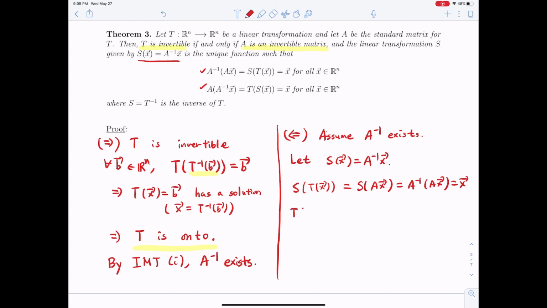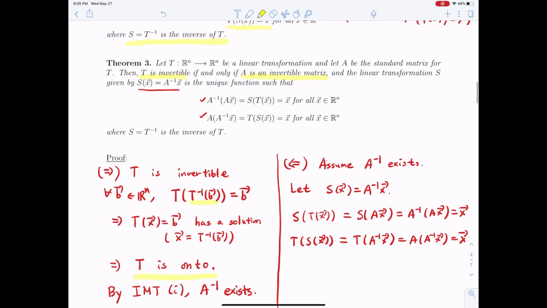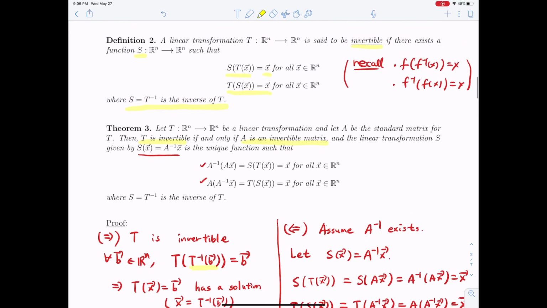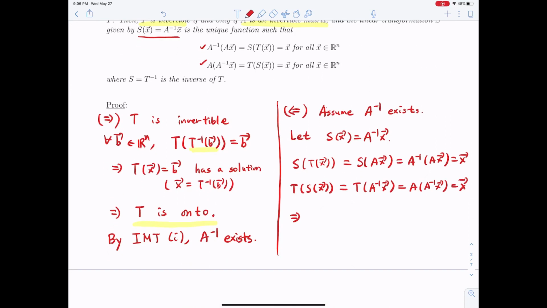And T of S of X is the same as T of A inverse times X. That equals A times A inverse times X, which gives you X. So because T and S satisfy these two conditions, we can tell that T inverse exists, and more precisely, we have T inverse equals S.